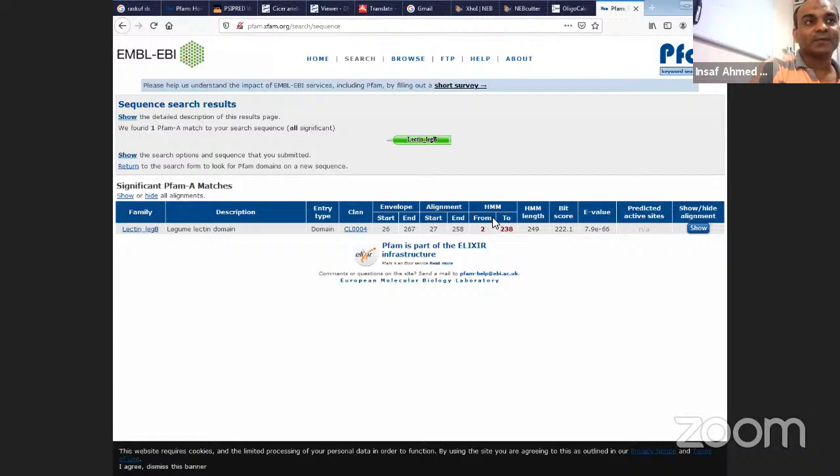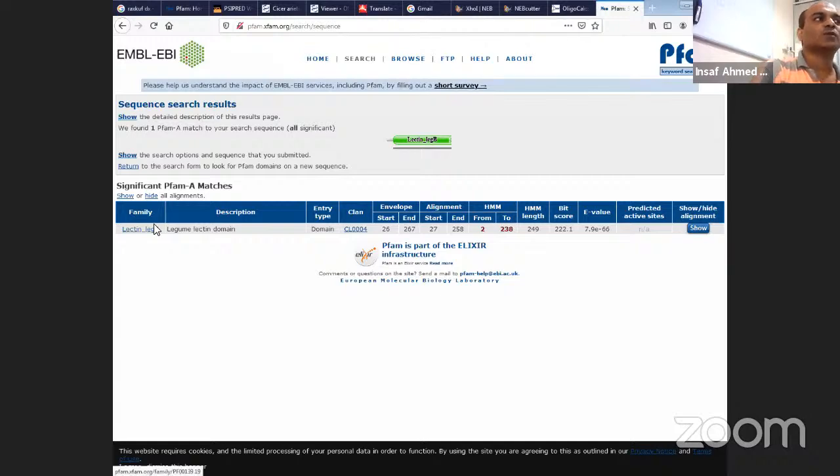On the basis of HMM, it gives one range, and on the basis of the envelope, meaning the domain envelope, it gives from where to where. This domain envelope is always a little bit bigger than your alignment. So it is taking from 26 to 267. It is always better to consider the envelope, not the alignment. Okay. So this way you will get your protein family.